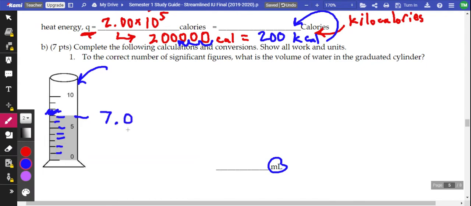7.0. So I can go out to this uncertain digit where I can say it looks like it's right on 7. So I can say 7.0. And if it was a little above, maybe 7.1 or 7.2, but I don't know exactly for sure. I know we've hit at least 7 for sure. So this one's yes, this one's maybe. Okay, we stop there. So 7.0 milliliters should be our answer for this one.